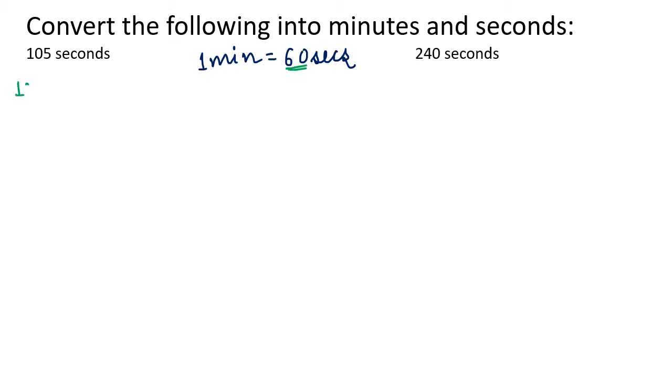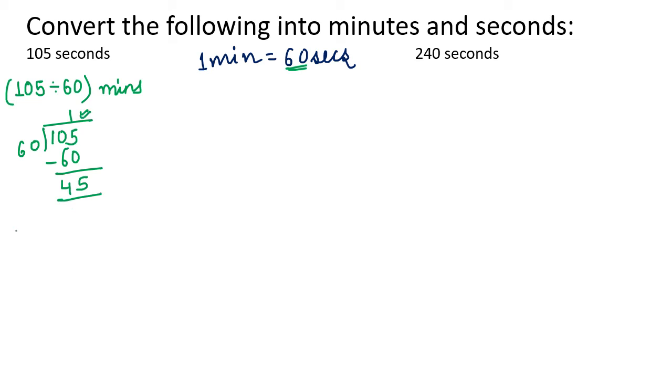So 105 divided by 60, this will be the number of minutes. Now divide 105 by 60. 60 ones are 60. Subtract them. We will get 45. So here the quotient is 1. We got 1 complete minute, and the remainder is 45. So these are the seconds left over. So 45 seconds, which means 105 seconds is equal to 1 minute 45 seconds.